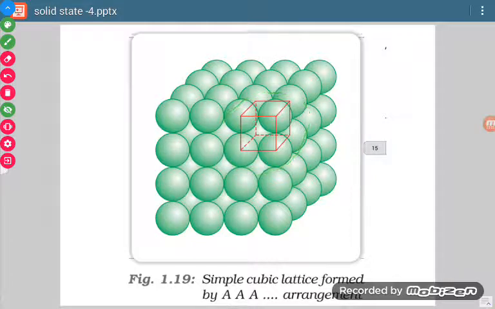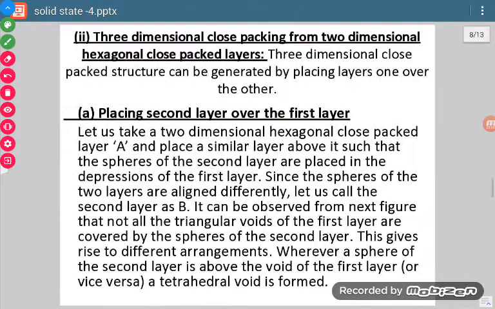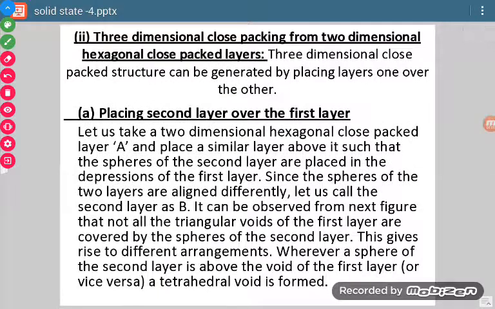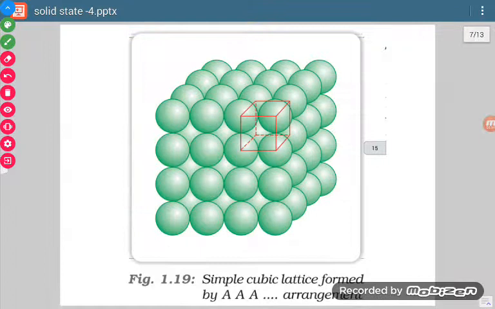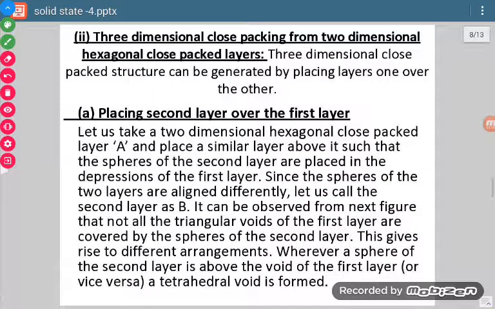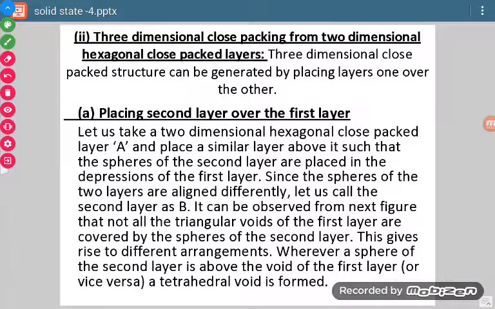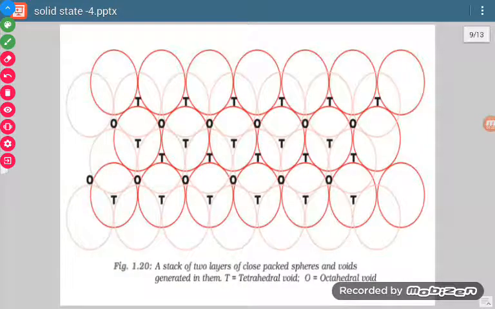Now let us come to the next one. Two different ways are also there now, which will lead to hexagonal close packing. The previous one was square close packing in 3 dimensions. Now for hexagonal close packing in 3 dimensions, there are 2 different ways. First thing is, let us move to the diagram.